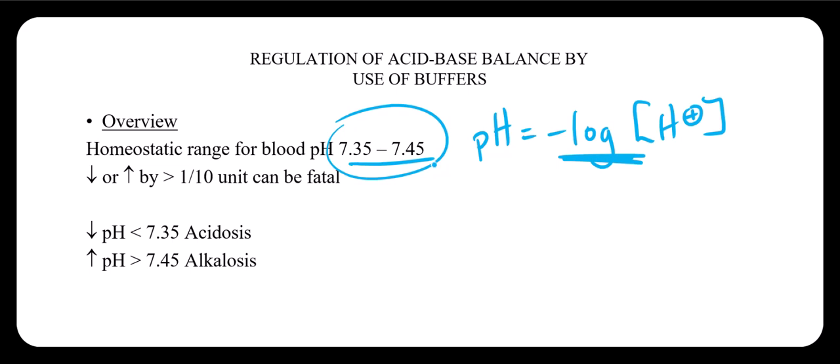So what we're really trying to avoid is something called acidosis, which is what we get when our pH goes below 7.35, or alkalosis, something we get if our pH goes over 7.45.